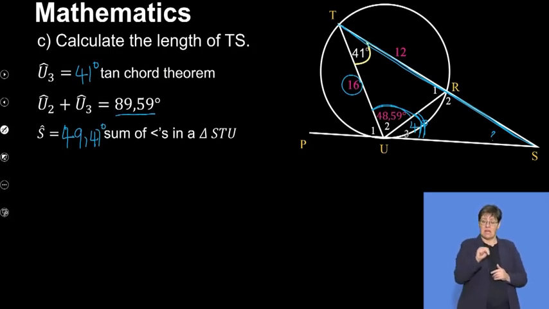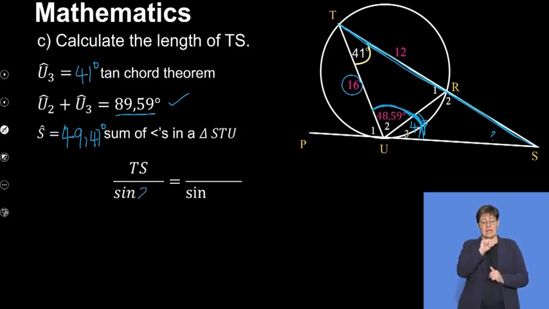Now we're going to apply the sine rule to this big triangle STU. So let's begin. Remember, we are looking for the length of TS. Because we're looking for the length of TS, we're going to start with TS, and then we're going to use the sine of the angle across from it. And the angle across from TS is that angle there. So we're going to say sine of 89,59 degrees. The other known pair we have in the big triangle, remember, is 16, and the angle across from it was the angle S that we just found, which was 49,41.